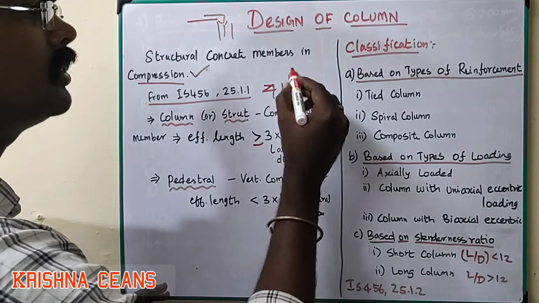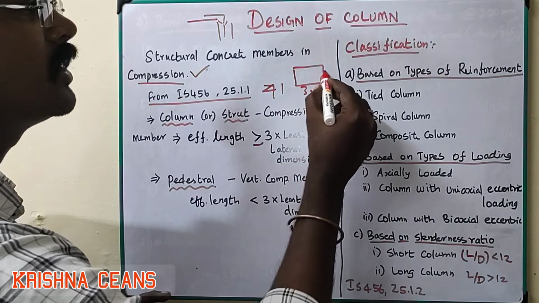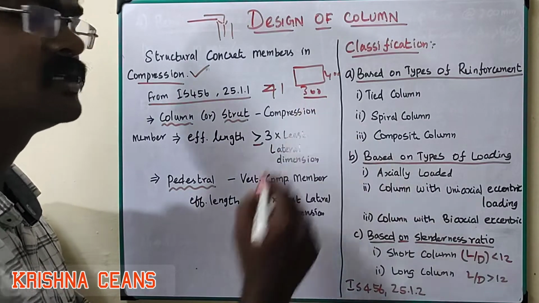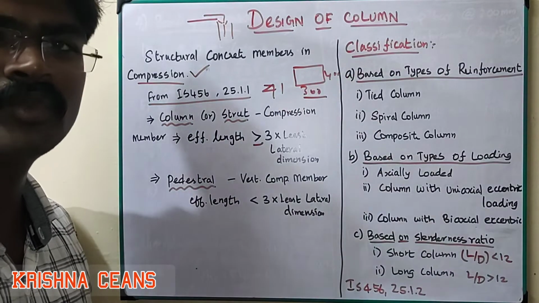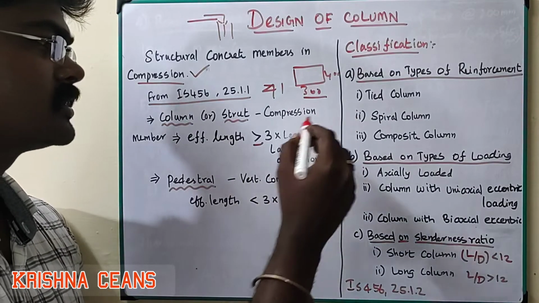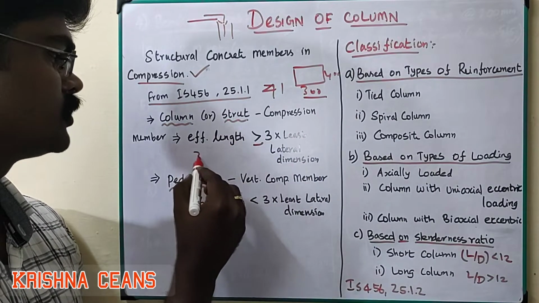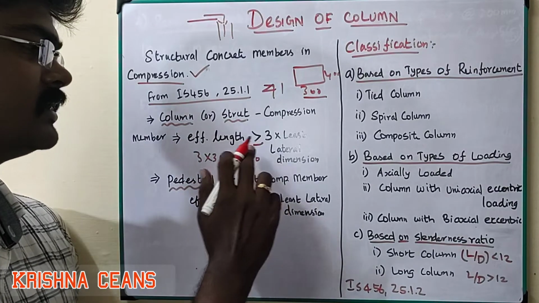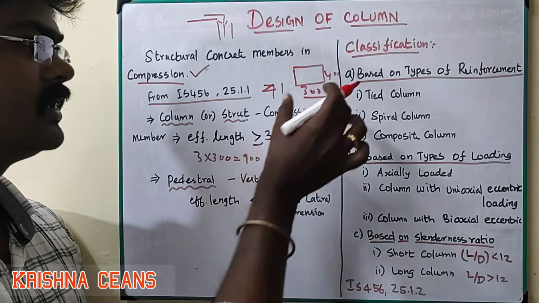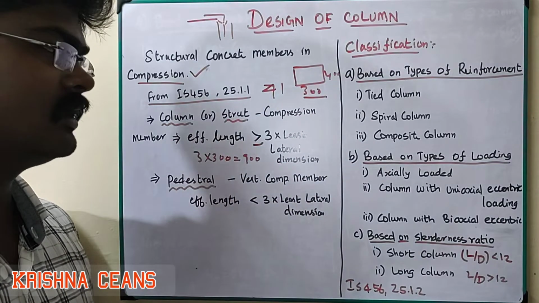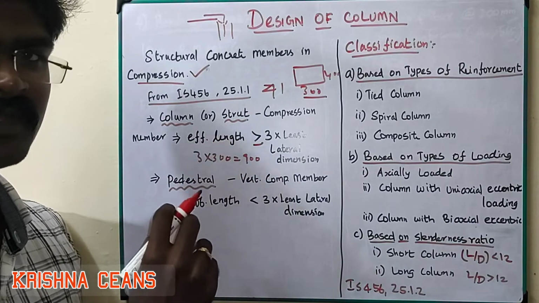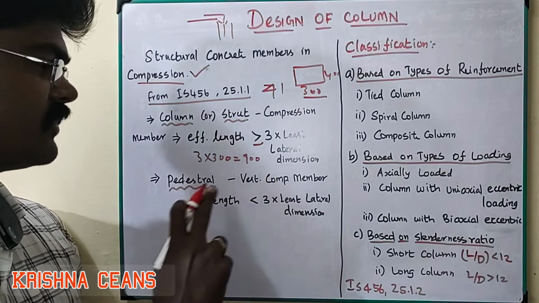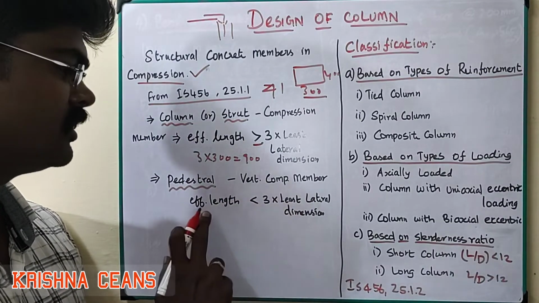In case the column dimension is 300 by 400, 300 is the least lateral dimension. So 3 times 300 is 900. If the effective length is greater than 3 times the least lateral dimension, we call it a column or strut. In case it is less than 3 times the least lateral dimension, we call it a pedestal.